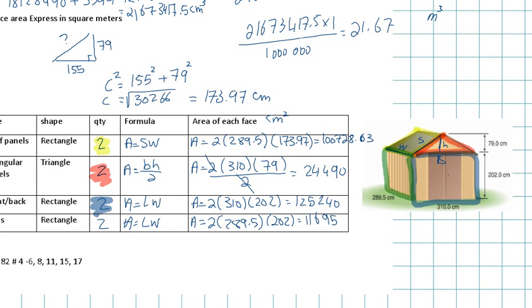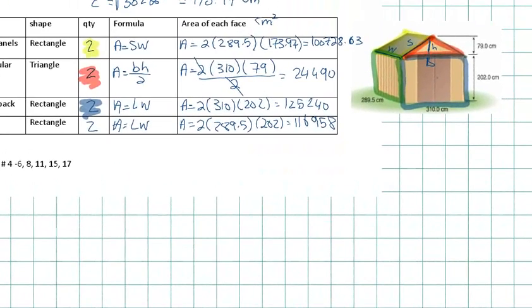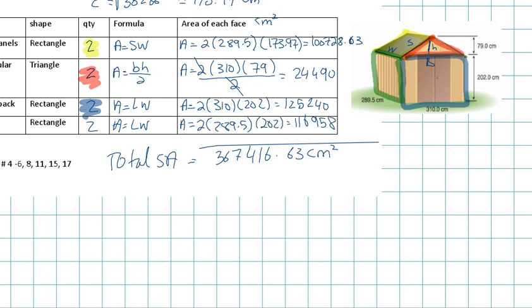Are we okay with this? So the total surface area is going to be adding all of them up. After all that, you still have to convert. And finally, I have to convert.